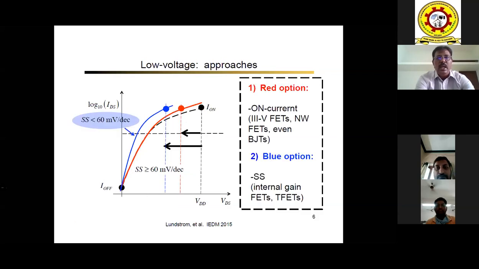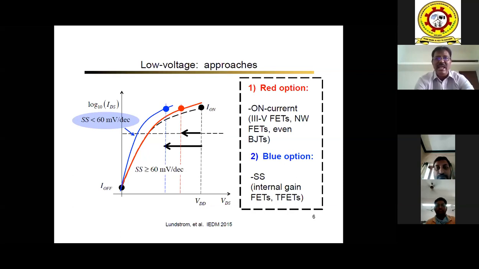Good. Now we move on to the next approaches. What kind of approaches are quite appropriate in this low voltage region? We know very well that we want to move below 60 millivolts per decade if possible, which is not the case in a conventional MOSFET. And if there are any other devices which can fulfill this requirement, then obviously researchers are more inclined to focus on those lines.